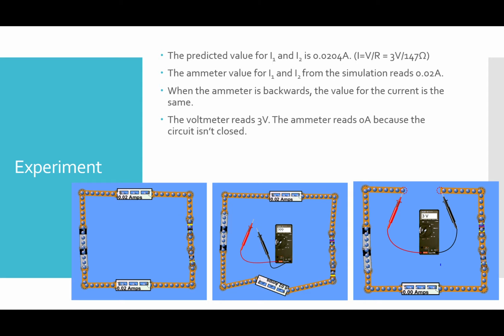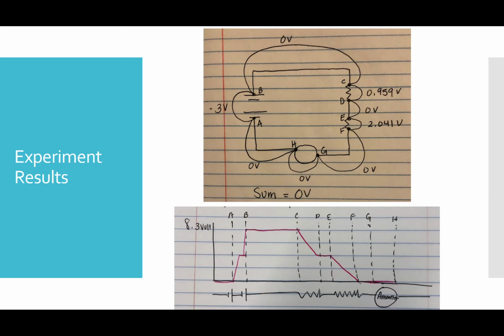Here, the first picture shows the potential differences across different points of the circuit. As you can see, the potential difference across the battery is negative 3 volts. The potential difference across the 47 ohm resistor is 0.959 volts, and across the 100 ohm resistor is 2.041 volts. The sum of all the individual potential differences is 0 volts.